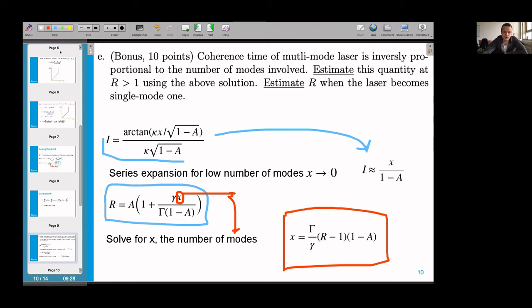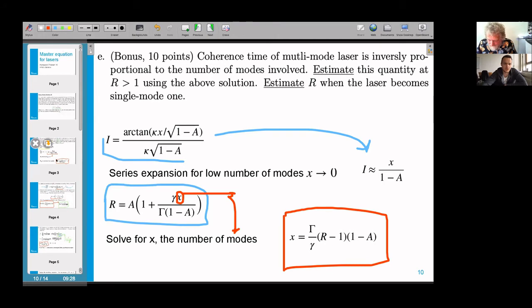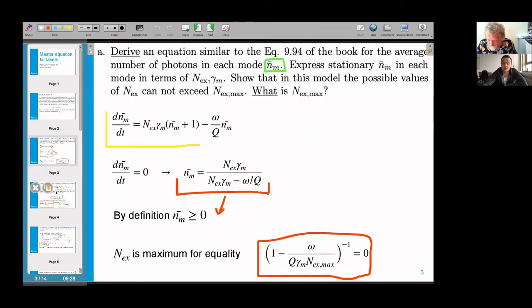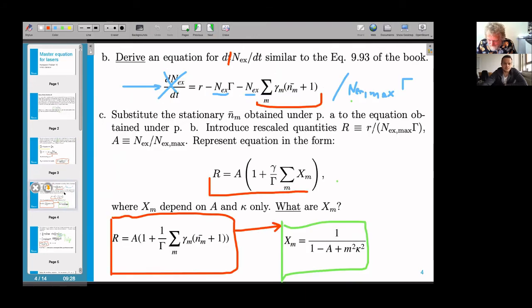Okay, so that was it from me. Are there any questions? Can you please show again your explicit expression for the number of excited maximum in 10B? Yeah, so 10B is just this.